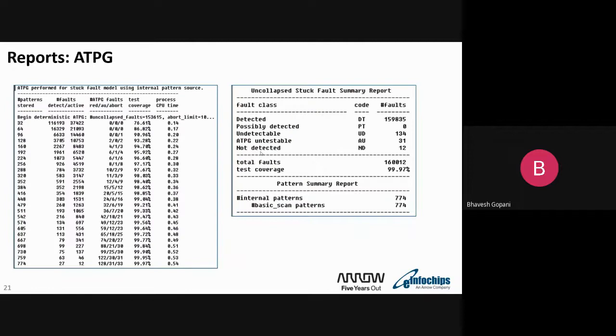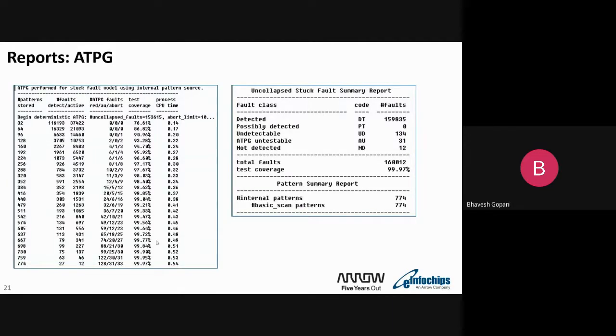Another thing. Once the patterns are already generated by ATPG, the next step would be verification of those patterns. Patterns are generated, but how are they actually behaving on silicon? We can't directly test on silicon, so we need to verify those patterns in our GLS environment, gate level simulations.